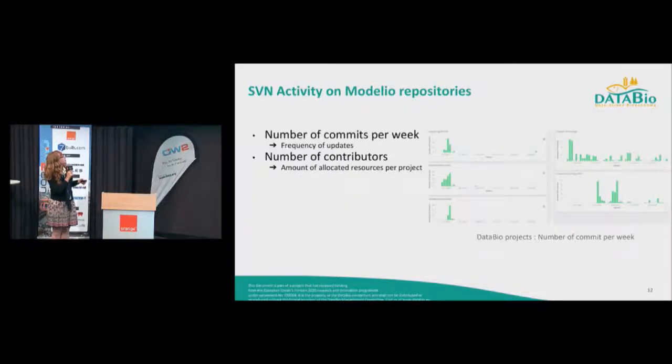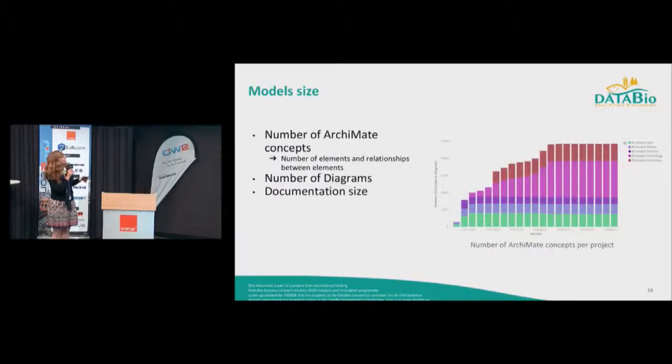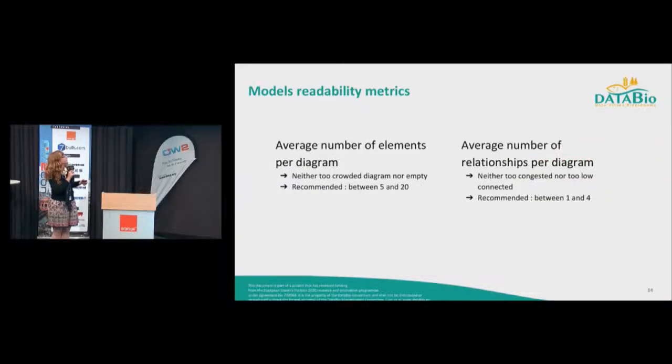And here you see, for example, something much easier. So the activity can also be monitored. In here we can see the number of commits per week and the number of contributors. That can be helpful in many other cases, not only models. And in here you see the number of ArchiMate concepts and the number of elements and relationships between elements. That can give us another element to evaluate the quality of this kind of model. Then the number of diagrams and the documentation side.